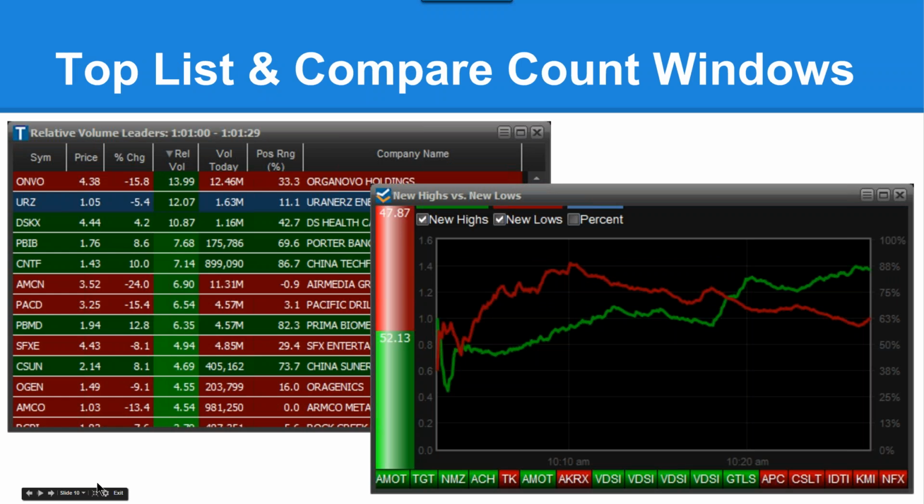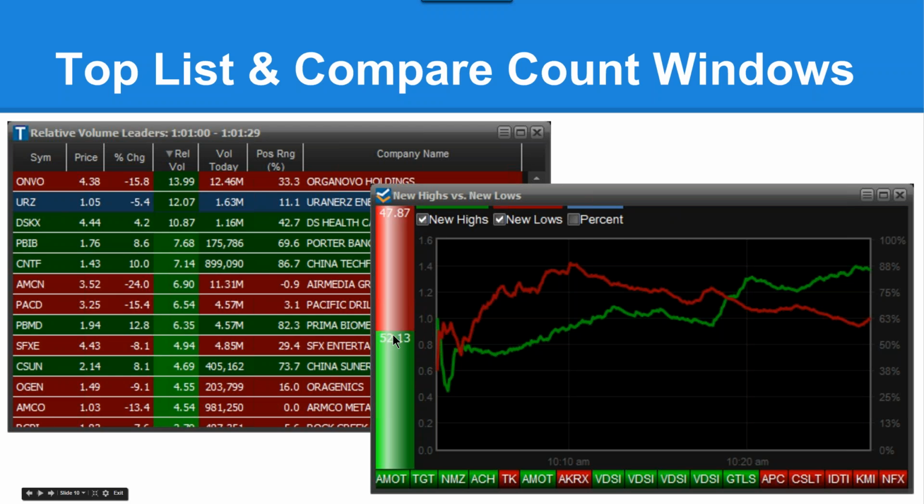I talked a little bit about the top list, which is that ranked list of stocks, but we've also created a visualization window, and that's what you see here, this compare count window. It's really giving you the ability to see what's happening in the market right now. Not is the market up or down, but are people buying stock right now or are people selling stock? So at any point during the day, we give you the ability to clear this out, to refresh the view so you can get a real fresh view.